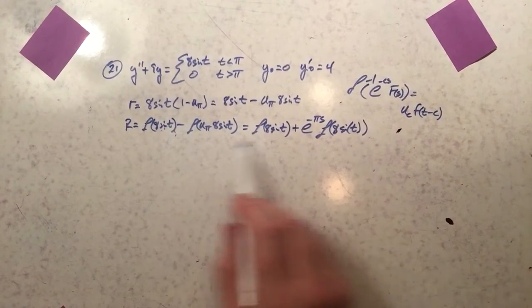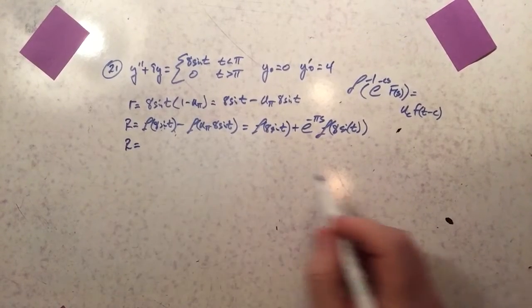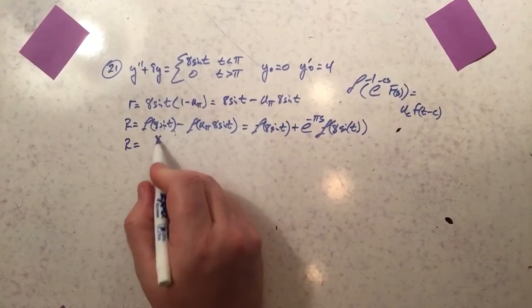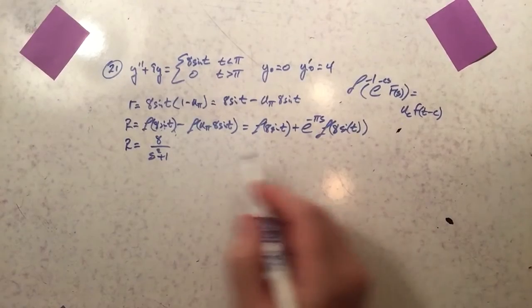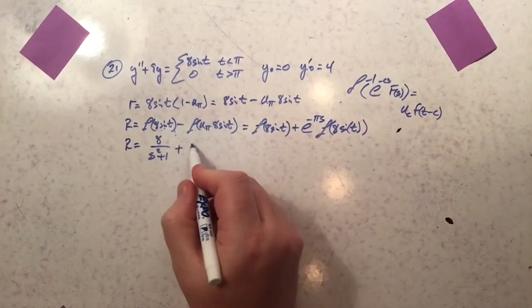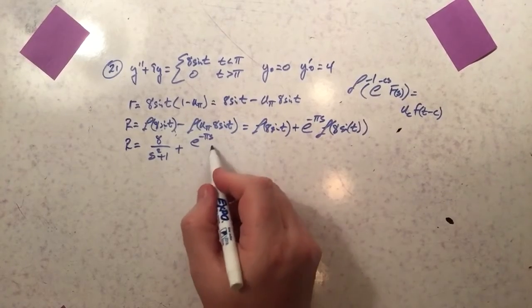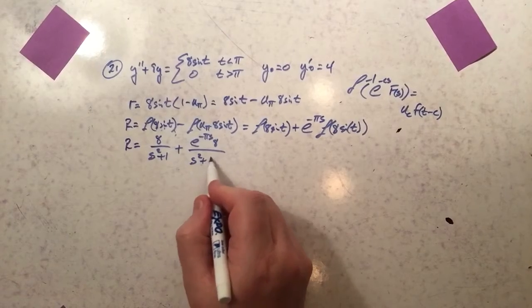All right, okay. Well, now we're ready to actually form our R. So our R is going to be equal to Laplace transform of 8 sine t is 8 over s squared plus 1. And then it'll be plus e to the negative pi s times 8 divided by s squared plus 1.